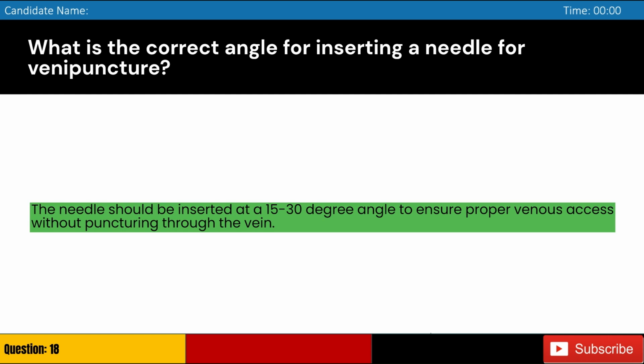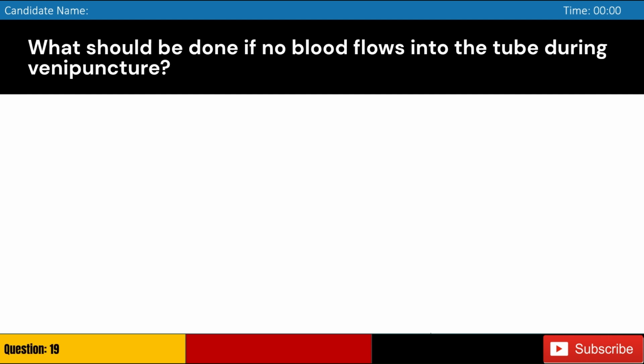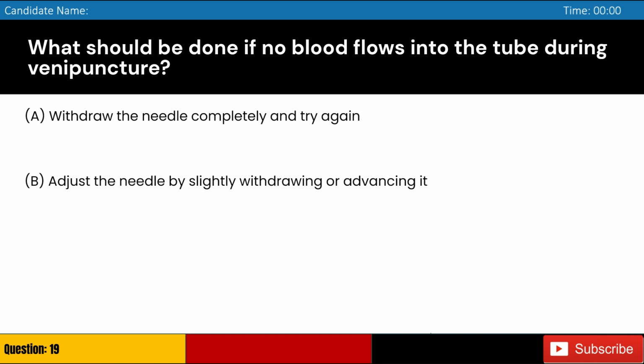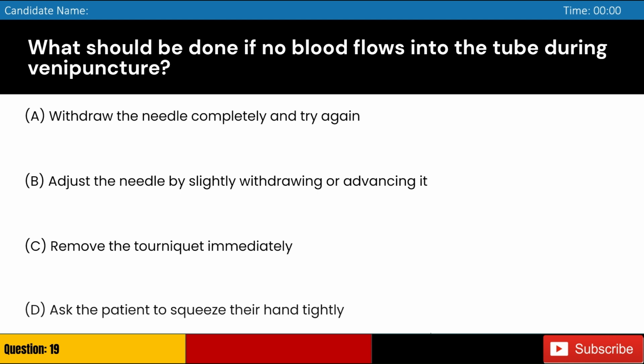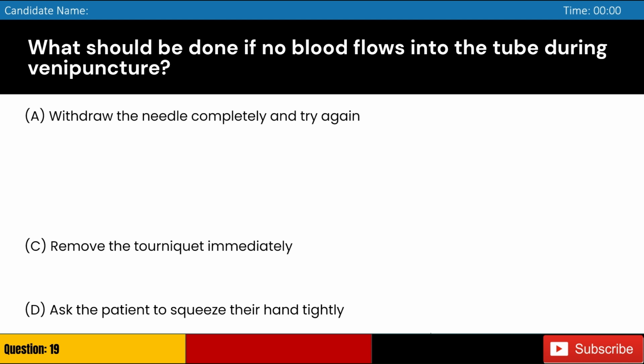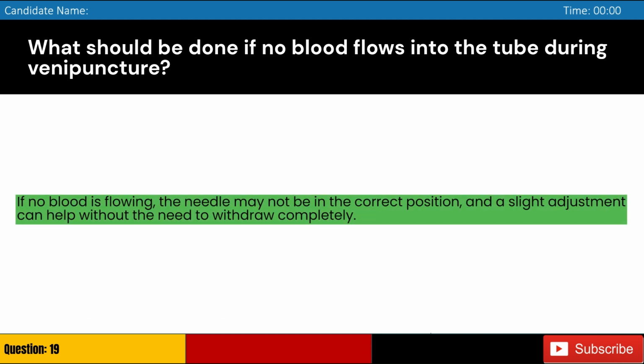puncturing through the vein. What should be done if no blood flows into the tube during venipuncture? A. Withdraw the needle completely and try again. B. Adjust the needle by slightly withdrawing or advancing it. C. Remove the tourniquet immediately. D. Ask the patient to squeeze their hand tightly. Answer, B. If no blood is flowing, the needle may not be in the correct position, and a slight adjustment can help without the need to withdraw completely.